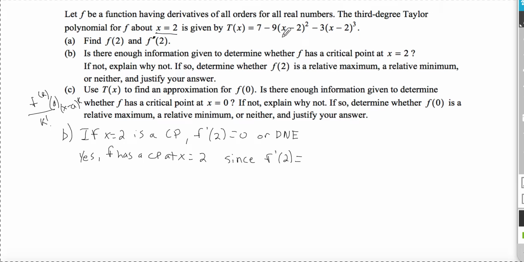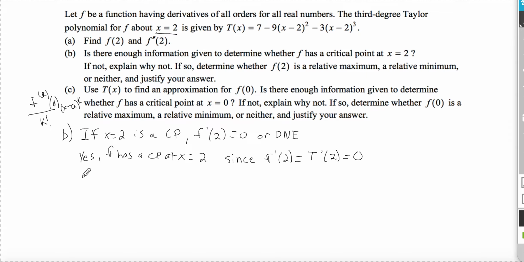I could take the first derivative of this and plug in, and I would find that the derivative value would be 0. So I can say since f prime of 2, which would be equal to t prime of 2, is equal to 0, I therefore know that f does have a critical point at x equals 2. Now, is there enough information to determine if f of 2 is a relative maximum, minimum, or neither?